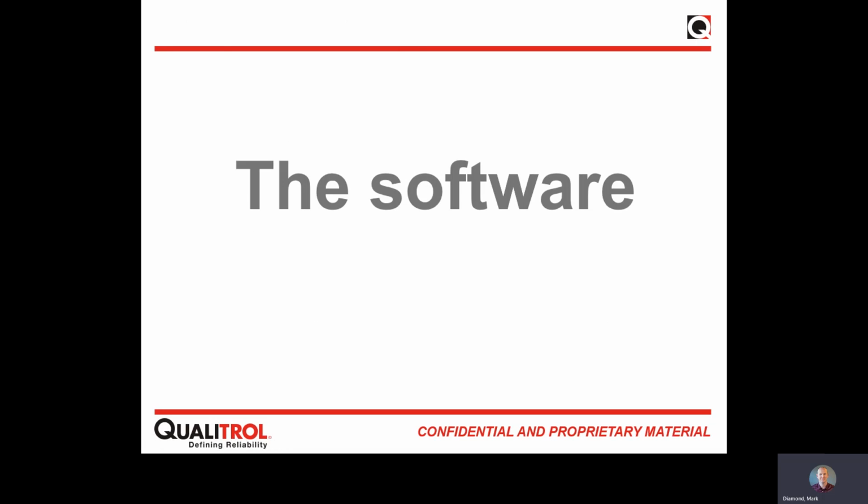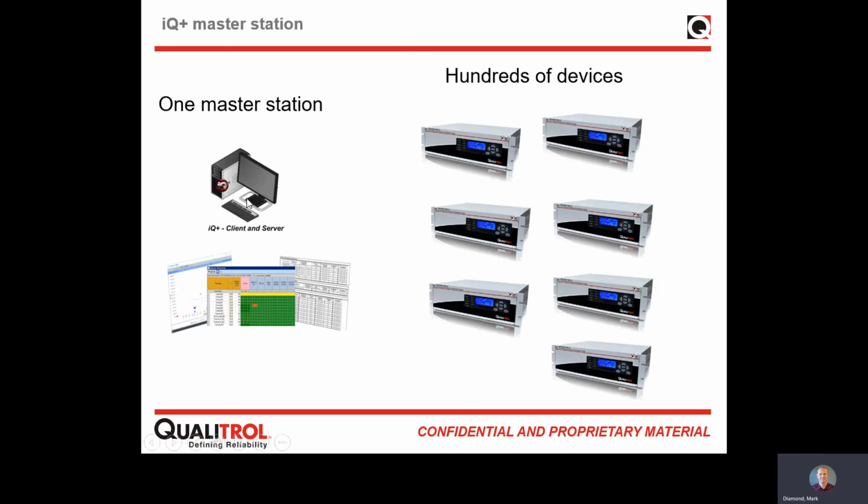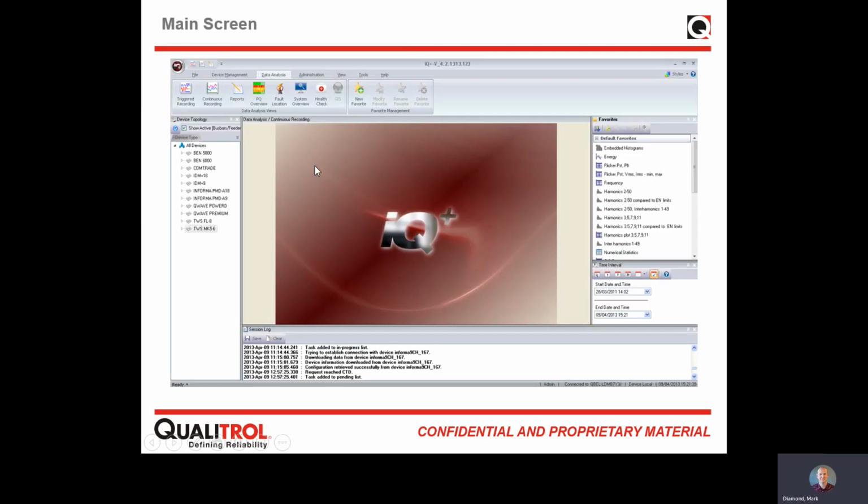The software itself. So the software, we call it IQ Plus. It's our master station software. Here are a couple of screen grabs from it. But that one software can talk to hundreds of our devices. And again, this is another advantage over some of our competitors. It can be used to configure, pull back data and display data from hundreds of devices out on the network. This is what the software looks like.